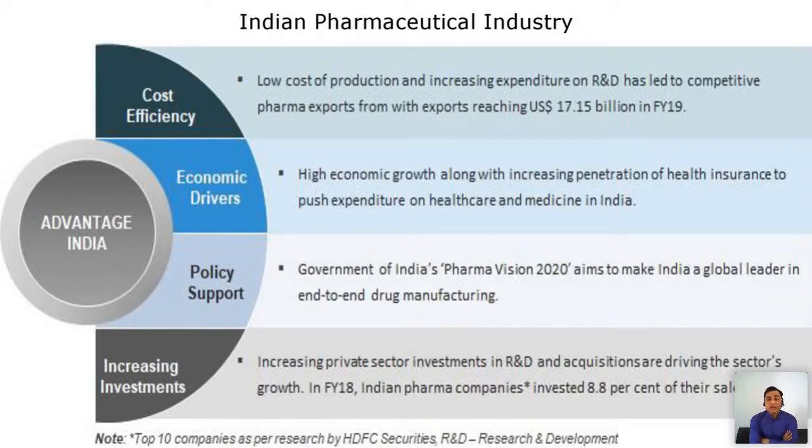Then talking about the policy support, because everything would be possible once we do have all the factors aligned at places. So the government of India has constituted the Pharma Vision 2020 that basically aims to make India a global leader in end-to-end drug manufacturing. And due to the COVID outbreak, it has also impacted globally, and now Indian pharmaceutical companies are more inclined towards drug manufacturing in India itself.